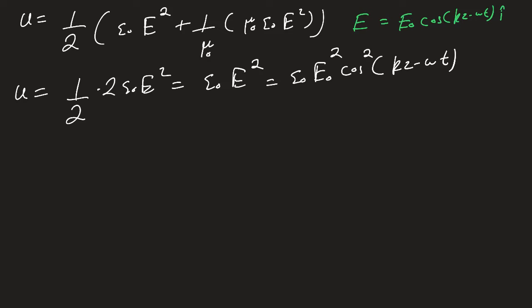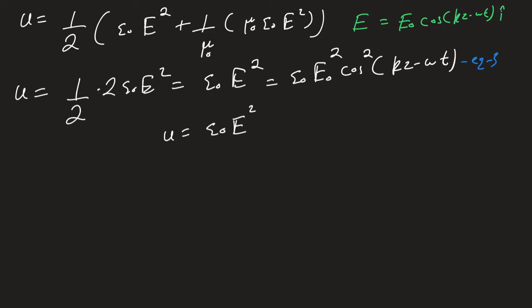And let's actually give this a name, and let's call this equation 3, because we need to come back to this later on. Okay, so let's call this equation 3. But the really cool stuff here is just this, which is that u is equal to epsilon naught E squared.